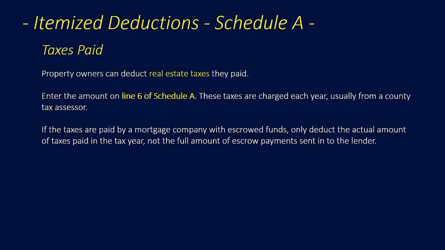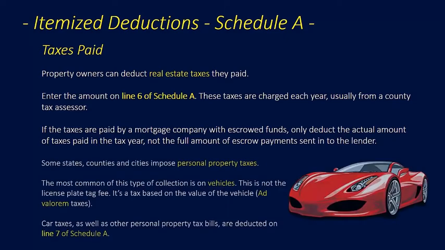Property owners can deduct real estate taxes that they paid. You enter the amount on line 6 of the Schedule A. These taxes are charged each year, usually from a county tax assessor. If the taxes are paid by a mortgage company with escrowed funds, you would only deduct the actual amount of taxes paid in the tax year, not the full amount of escrow payments that were sent in to the lender.